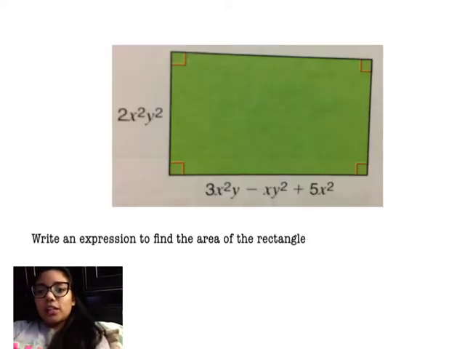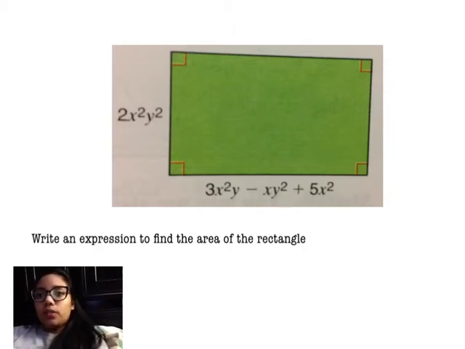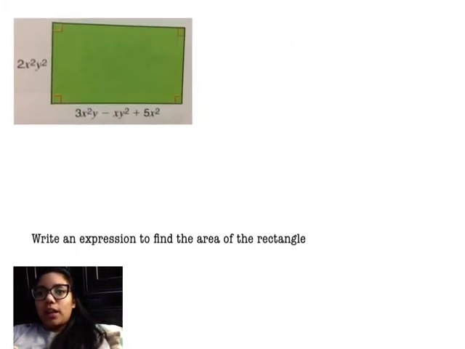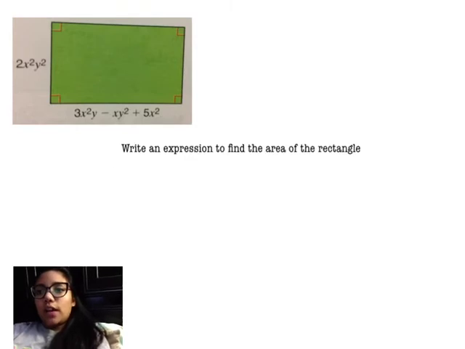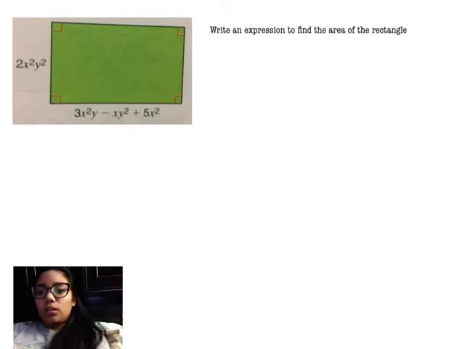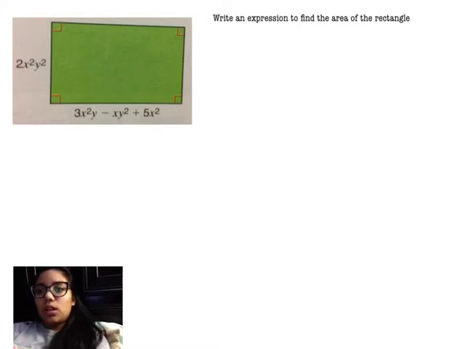It says, write an expression to find the area of a rectangle. So I had the rectangle pretty big, but now that I think you've seen it, I'm going to make it smaller. How do I find the area of a rectangle? Well, area of a rectangle equals, area equals length times width.